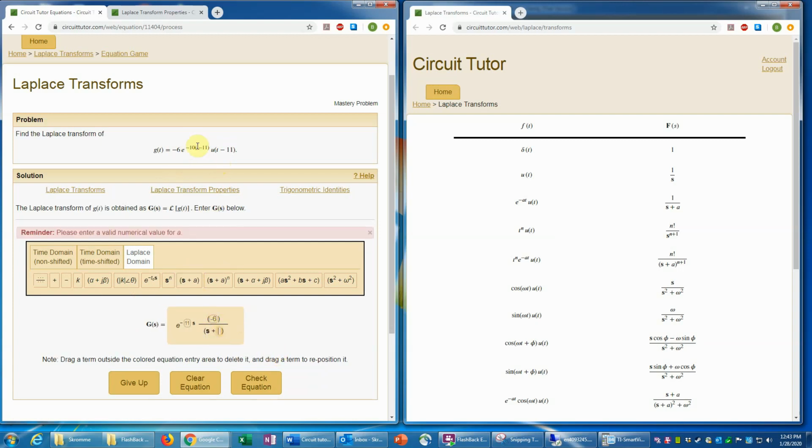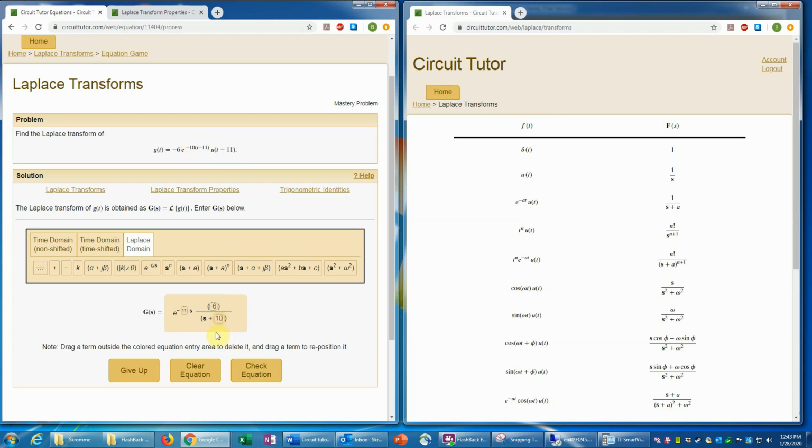And the a here will be the coefficient of the t minus 11, which now we're thinking of that as t basically because we've already applied the time shifting property. So a will be equal to 10 in this case. And that should be the answer. So let's check that.